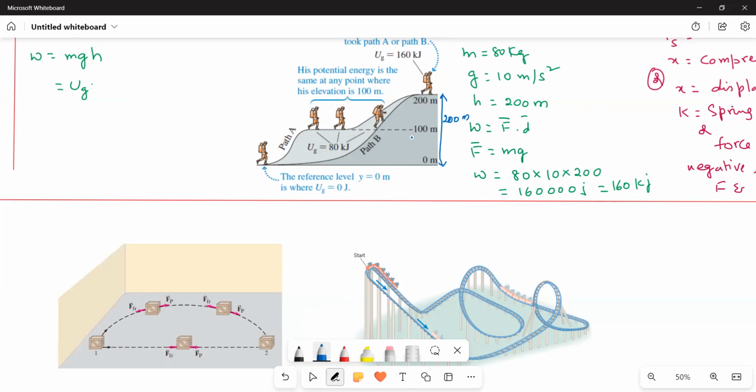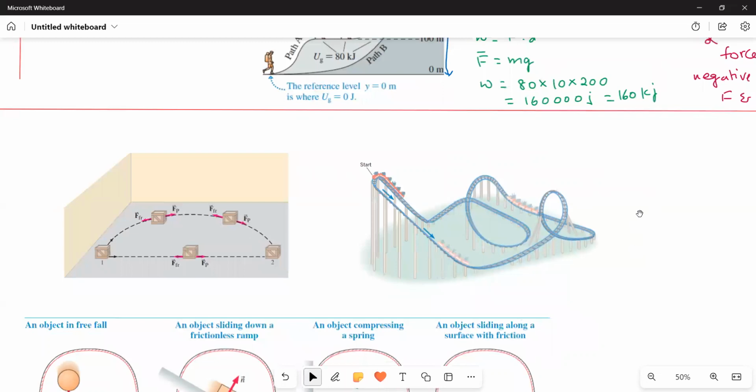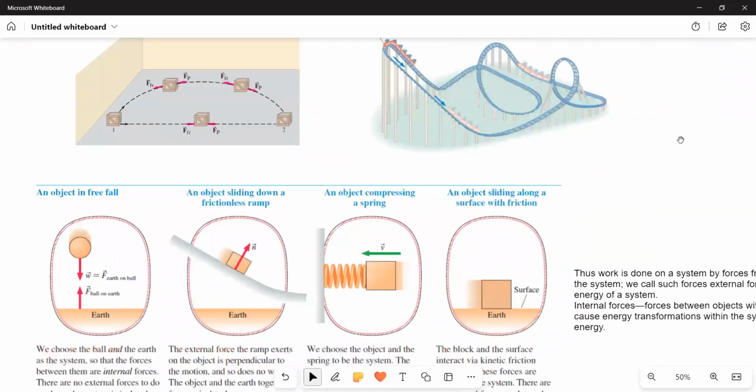Okay, so gravity is a conservative force, but friction is not conserved. Immediately it gets transformed into thermal energy. Okay, so this you should know. This is an important concept you should know before getting into the work energy transformation.